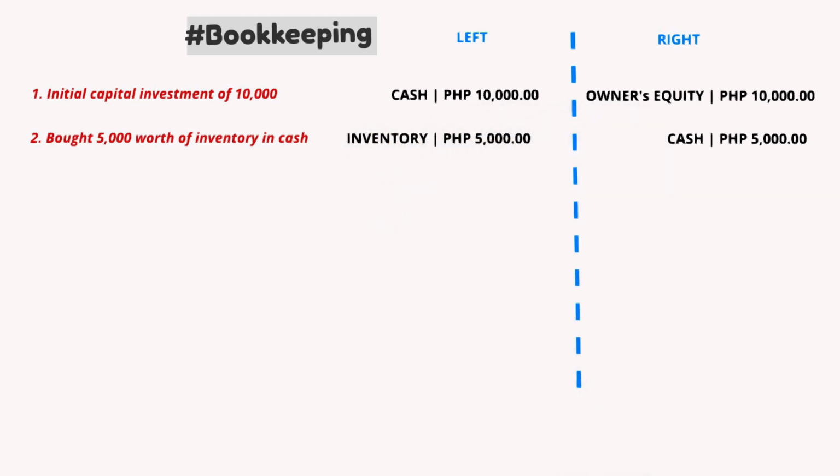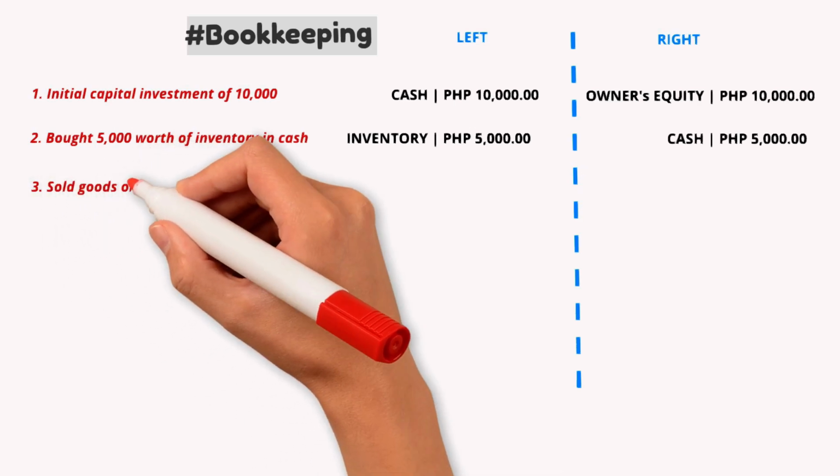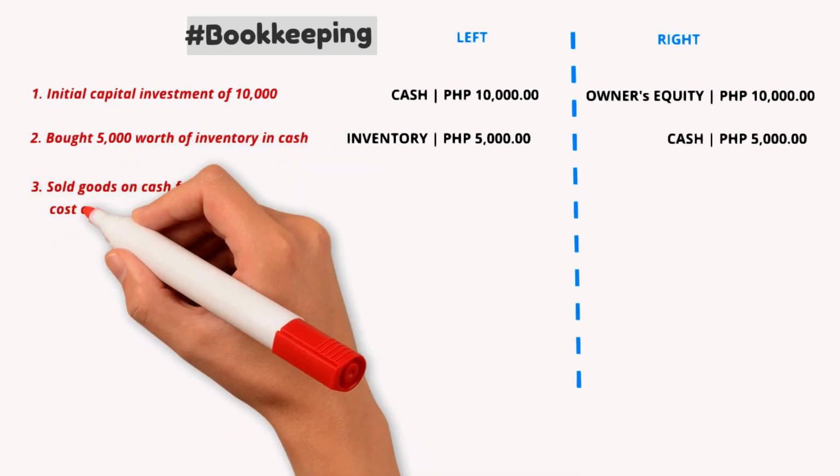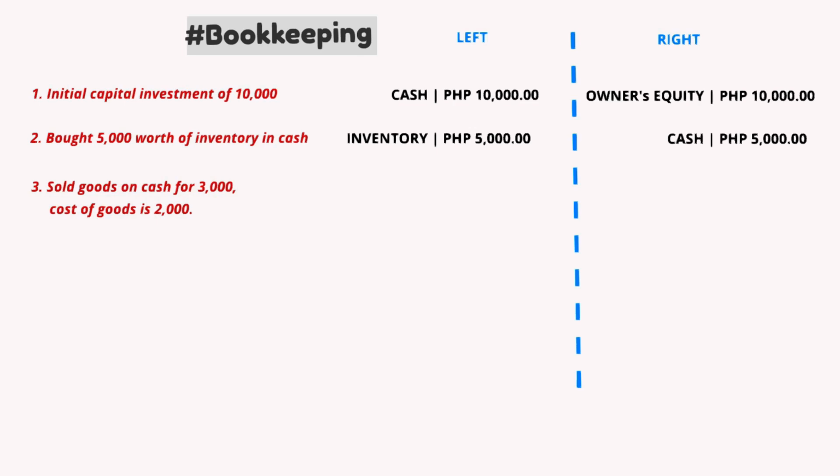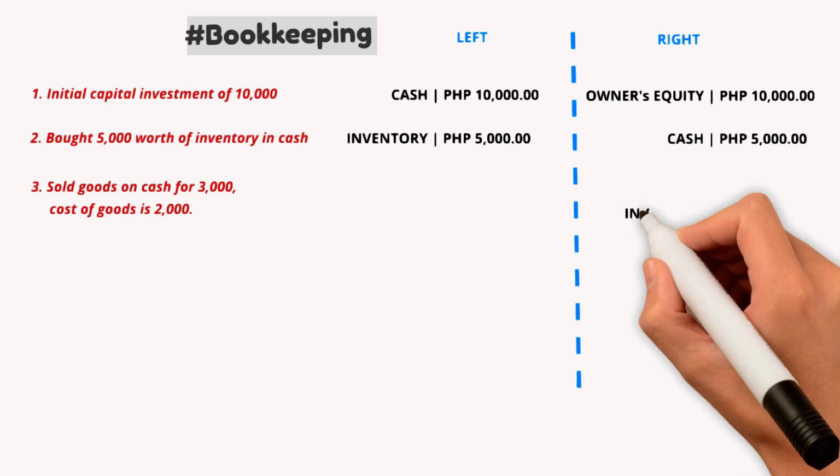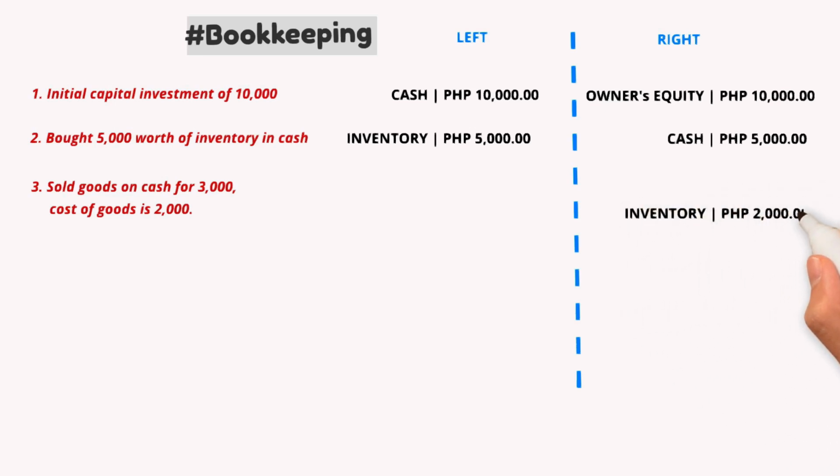Tingnan naman natin ang operating activity na selling activity. Let's say that you have sold goods on cash for 3,000 and the cost is 2,000. Because you are parting away with the inventory, the source is inventory on the right side, 2,000. But what should be paired with inventory to be placed on the left side with the same amount of 2,000? Enter cost of goods sold.